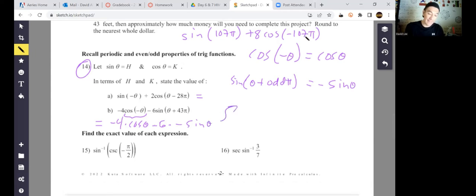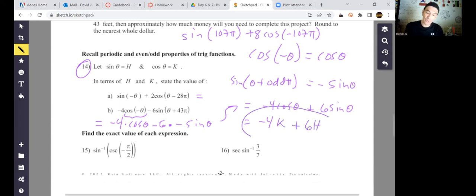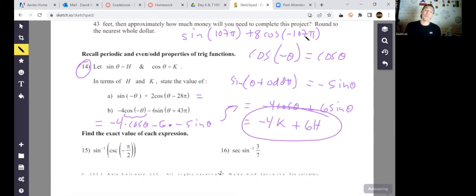And let's see, the negative times the negative, since these are being multiplied, gives us -4 cosine, and then addition 6 sine. So we have a final answer of -4k plus 6h for number 14 from review 2.